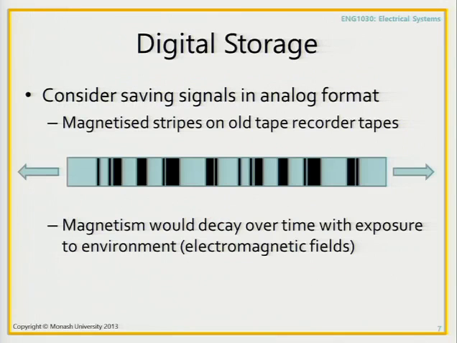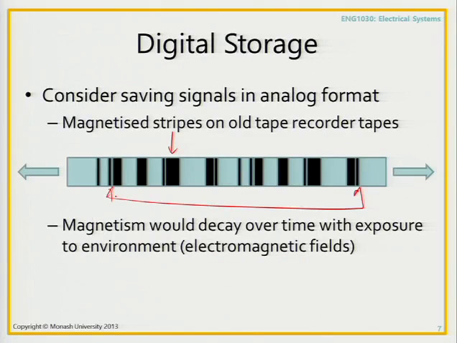Digital storage, so data used to be stored in computers on tapes, and these stripes would have different values of magnetism on them, different strengths of magnetic field on them. Unfortunately, what happens is that magnetic field over time tends to decay with exposure to the environment. And so what used to be your favorite song turns out to be just a whole load of white noise over a long amount of time.